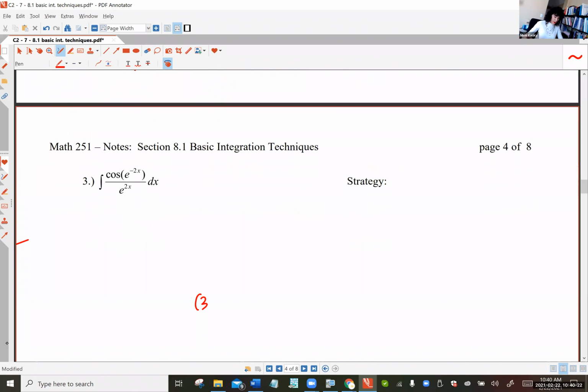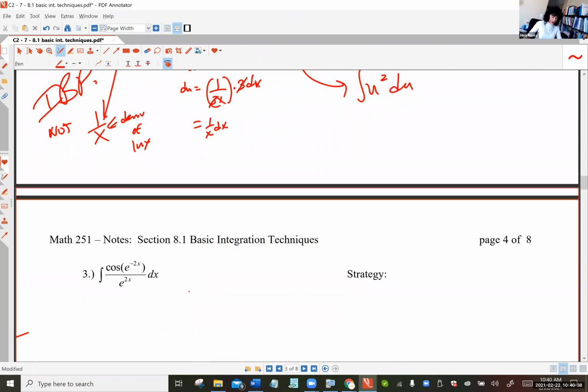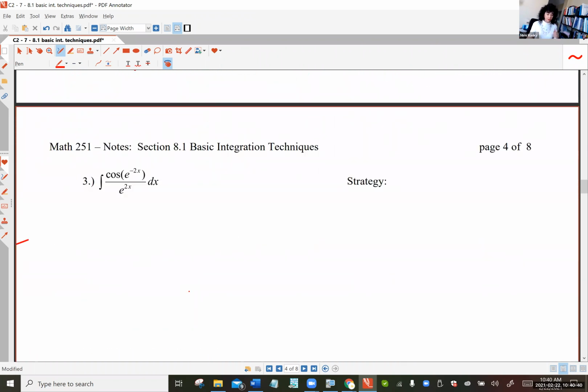So I'm going to do number 3, and then I'm going to do part of number 4, and then I'm going to have you try and finish number 4. Okay, so let's look at these strategies. What's the strategy to do this problem? This looks really hard because it looks like a hot mess. It's like, I don't know, that's crazy.